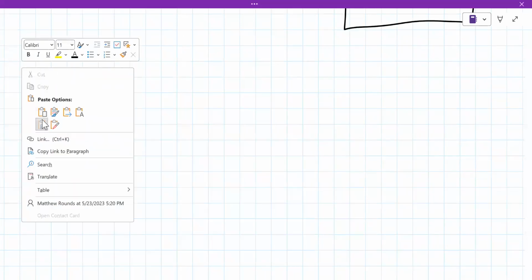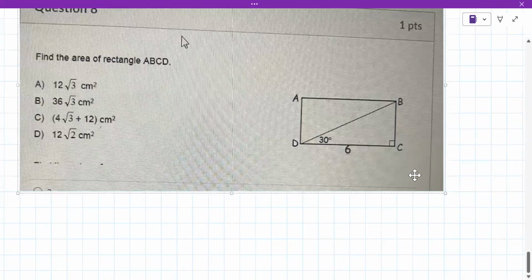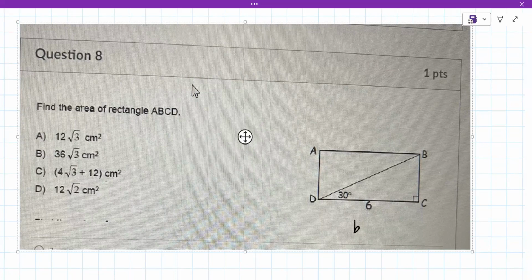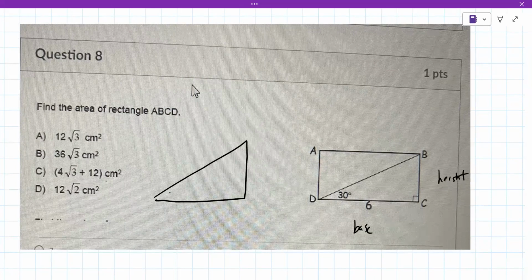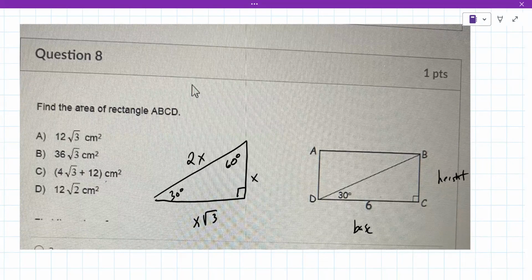All right, here we go. Number 8. So to find the area of the rectangle, you really need the base and the height. You have the base. You really want the height. The triangle is a special triangle. It's a 30, 60, 90. And here's the reference for it again. I completely forgot what that was. And that's why you do your final review. You get those formulas back together.